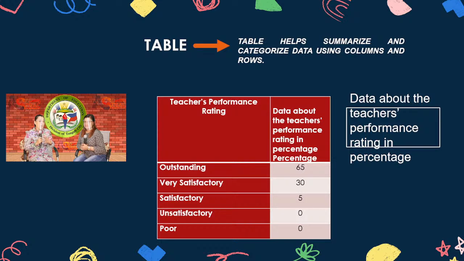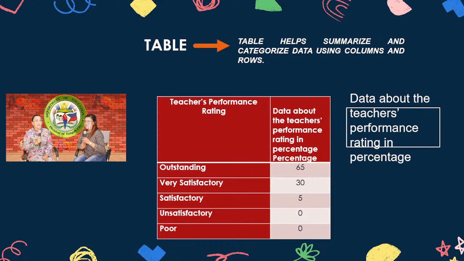Meaning, the percentage was taken, based on statistics, of how many teachers performed outstandingly. In that presentation, you have 65% of the teachers whose performance was outstanding. Then 30% are very satisfactory and only 5% are satisfactory in performance.